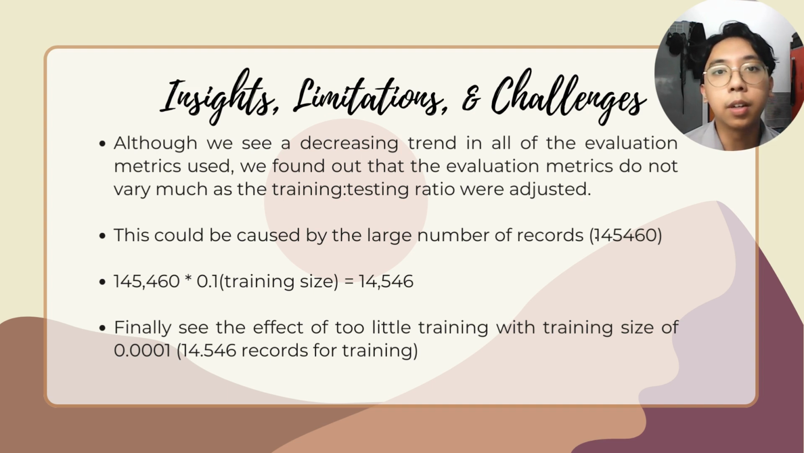So, what we feel could have happened is that, although the training size was still small at 10%, the number is still big enough for the algorithm and model to learn enough to get a pretty decent and quite accurate score throughout. However, to see if training size does matter, we did a slight experiment where we had a training size of 0.0001, or in other words 0.01%, which would bring it down to 14.546 records for training. So that's around 15 records only.